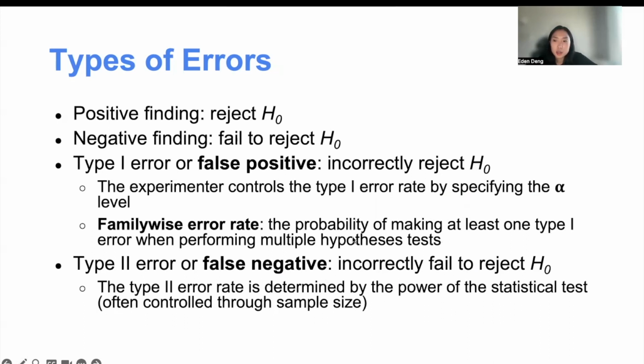And then the other type of error, which is not as important for today, but is still good to know about, is the type 2 error, or a false negative finding. So this occurs if the null is actually false, but we don't find the evidence to reject it. And this error rate is typically controlled by the sample size. So a larger sample size offers more power and then less chance of committing a type 2 error.